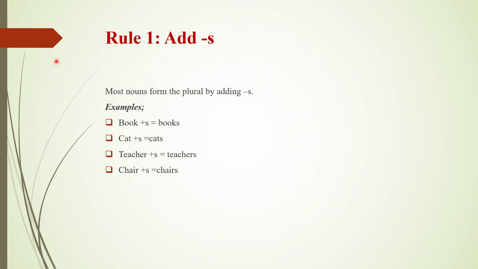So regular nouns have rules that they use to form their plurals, and we want to go to rule number one, in which we add s to the singular nouns. Most nouns form the plural by adding s. For example, book, when you add s, you get books. Cat plus s, you get cats. Teacher plus s, you get teachers. Chair plus s, you get chairs.